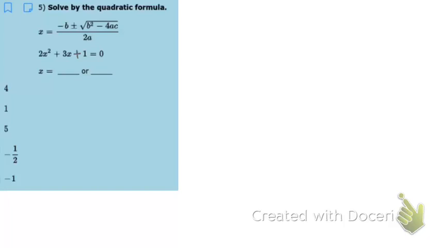Here we're asked to solve this equation using the quadratic formula. So if the equation is set up like this, where all the numbers are on one side and it's set equal to 0, the numbers 2, 3, and 1, that's your A, B, and C. So let's write that down.